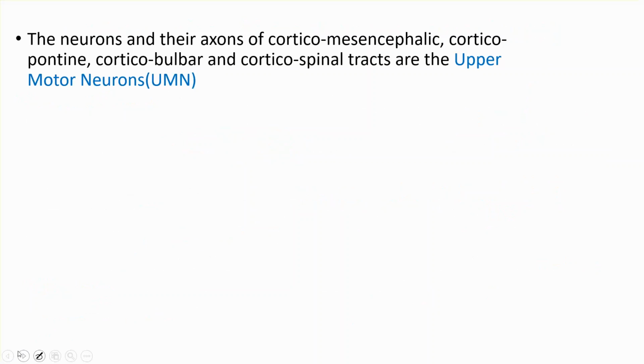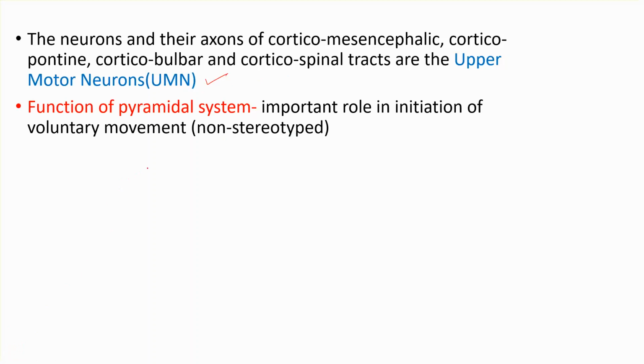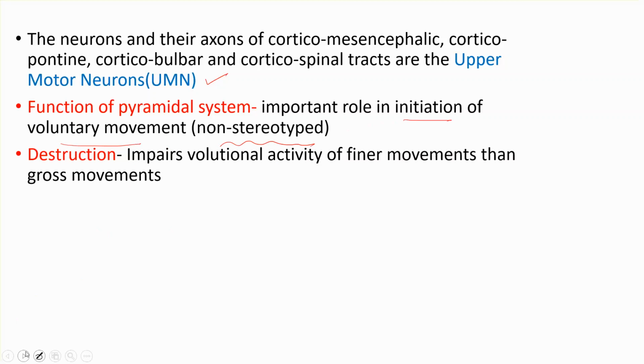The neurons and their axons of cortico-mesencephalic, cortico-pontine, cortico-bulbar, and cortico-spinal tract are all called upper motor neuron. The pyramidal system has an important role in the initiation of voluntary movement, and it is usually non-stereotyped. Destruction impairs voluntary activity of the finer movements more than the gross movements. Finer movements like writing, painting, okay.